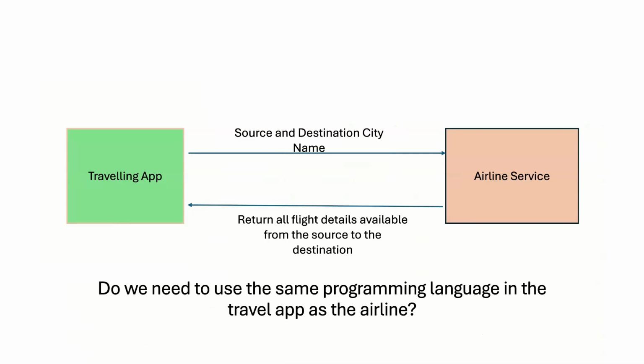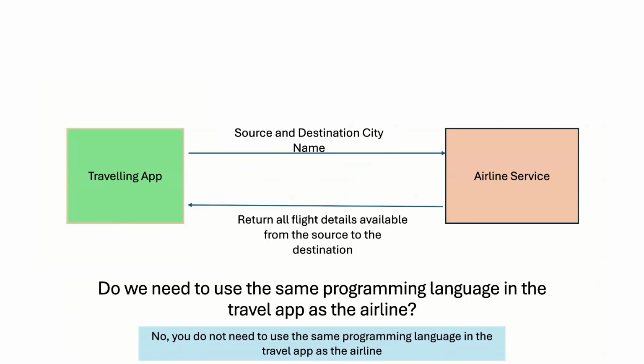What if the airline's code is written in Python, and you're developing your travel app in Java? Can you still fetch the data? Absolutely. Web services don't restrict us to a particular programming language. The airline service can be coded in any language like C++, Java, or Python, and you can write your travel app in your preferred language, be it Java, C++, or Python.